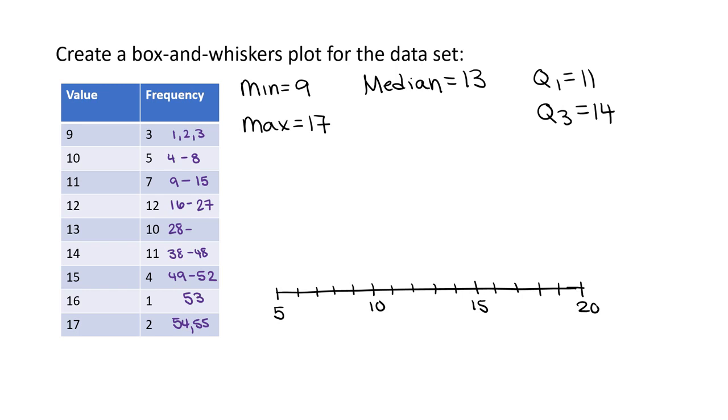So we need to include kind of a number line on the bottom. And then we'll draw our box, which will go from Q1 to Q3. So I'm going to have my box go from 11 to 14. So look at my tick marks.